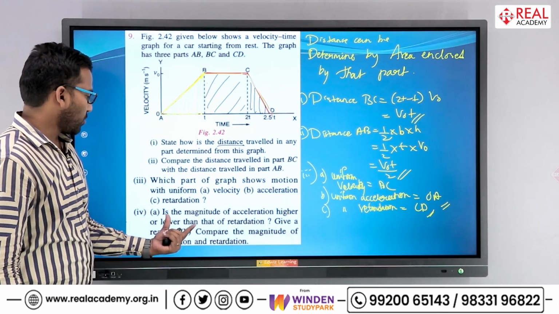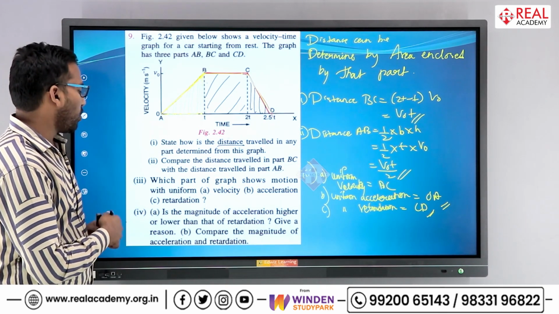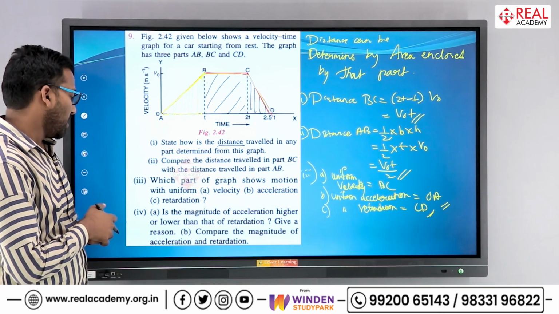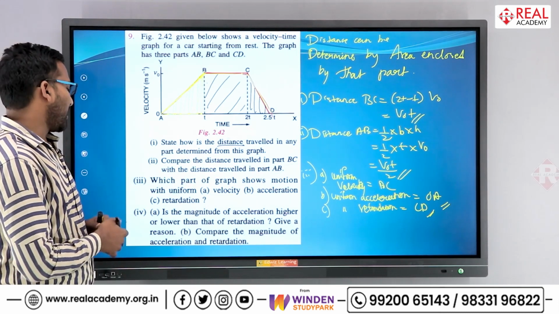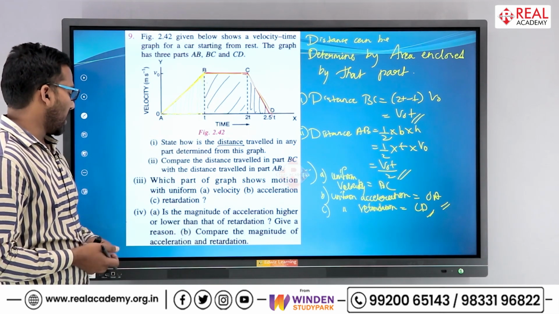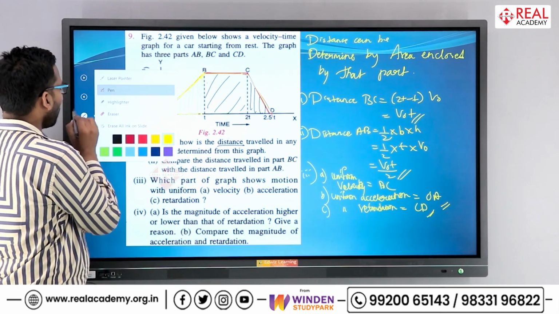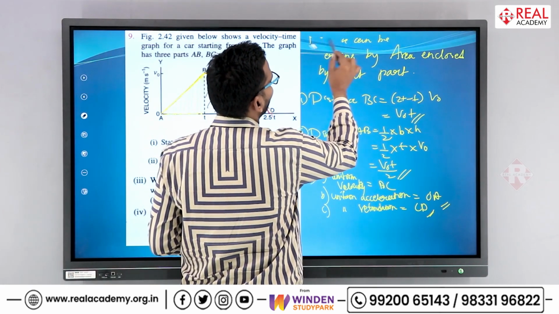Okay, and the last question, is the magnitude of acceleration higher or lower than that of retardation? Give reason, compare the magnitude of acceleration and retardation. Just take down these notes, we will go for the last one. Okay, sure. We will do here.